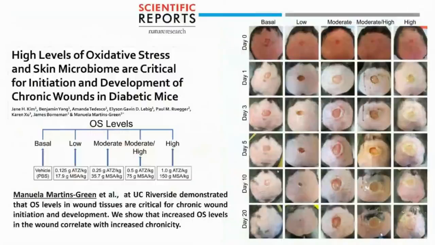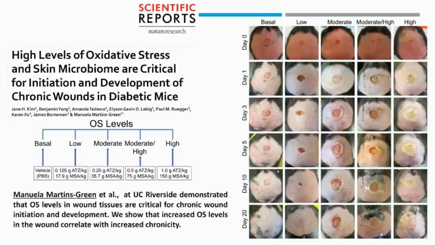One of my colleagues, Manuela from UC Riverside, recently published a manuscript which compares the high levels of oxidative stress along with the skin microbiota, because we can't have an independent discussion of oxidative stress in a wound bed. Obviously, as soon as you have a wound, microbial colonization happens. Microbial players drive the rest of the key events that are happening in the wound bed as well.